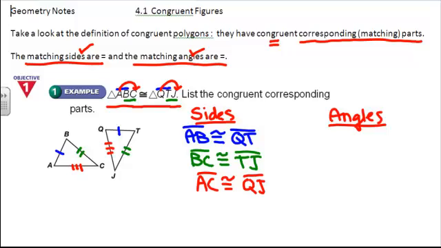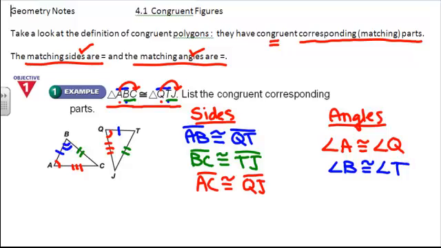Okay, now we're going to go to the angles, and for my angles, the first angle that I see in my picture is angle A and angle Q. They're in the same spots. So angle A must be congruent to angle Q. So I mark angle A congruent to angle Q. The next letters that I see is angle B matching up with angle T. So I mark angle B with 2 arc marks, angle T, 2 arc marks.